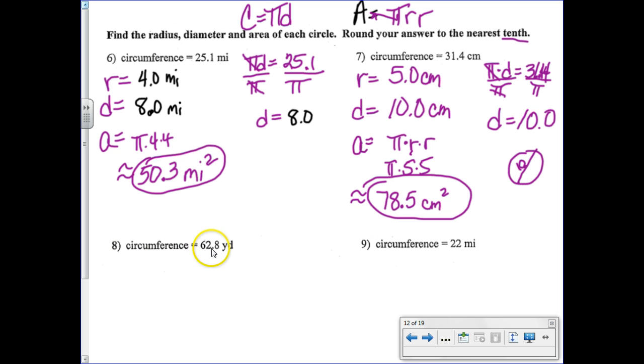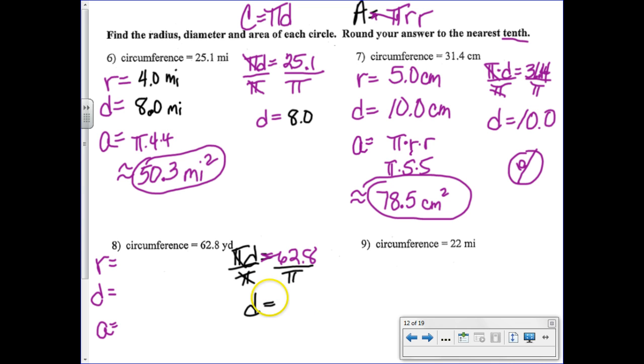Okay, circumference is 62.8. I know I'm looking for the answers of radius, of diameter, and area. Circumference is pi times diameter, and that equals 62 and 8/10. Okay? All right, divide both sides by pi. When you do that, pi divided by pi on the left side is 1, so I get diameter. Over here, you get a value of 19.98. Okay, and then it keeps going.